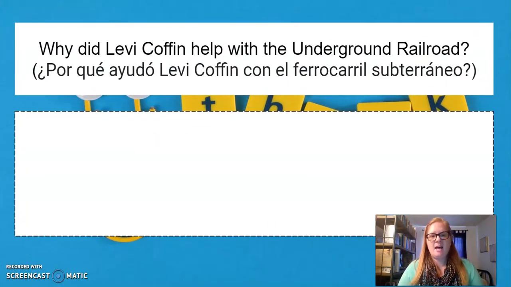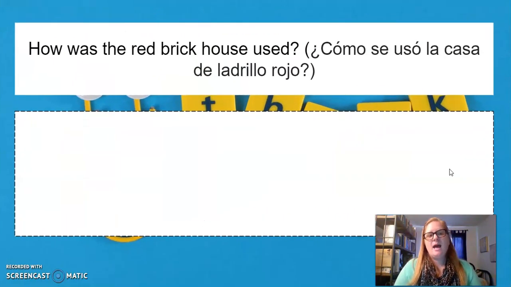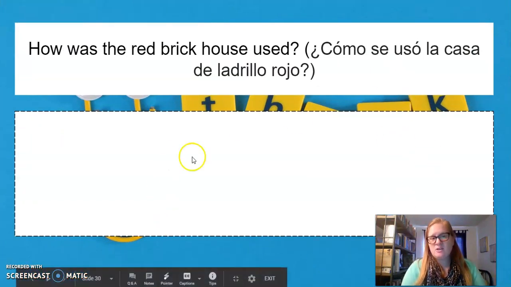Why did Levi Coffin help with the Underground Railroad? Put your answer in the text box. How was the red brick house used? How did they use it? And you will put your answer here.